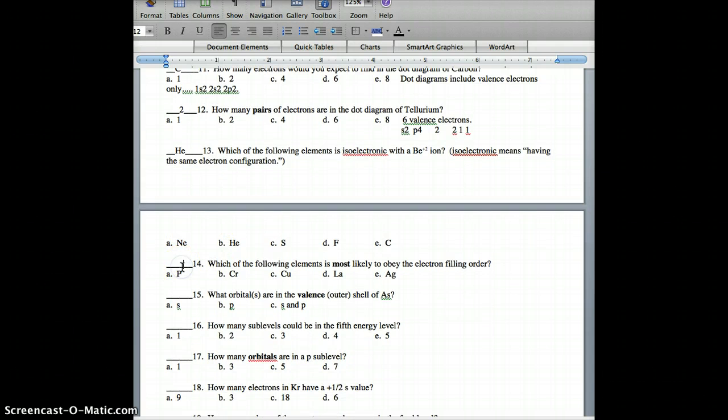Number 14, the element that's most likely to obey the filling order, you would be looking for an element that is not in the D sublevel or the P sublevel. I'm sorry, I said that wrong. You'd be looking for an element that is not in the D or the F sublevel. The S and the P sublevels follow the rules all the time. So all of these elements are in the D or F except for phosphorus. So the answer should be A.